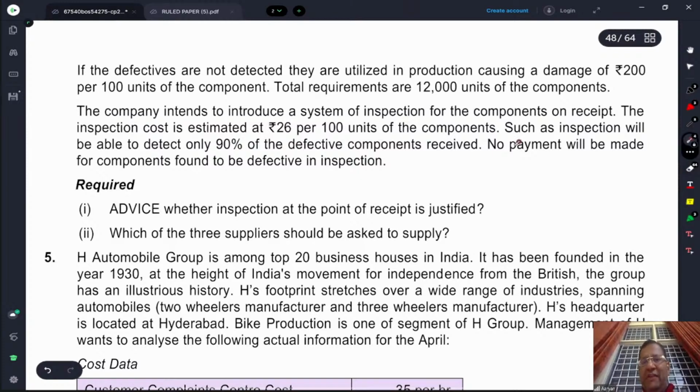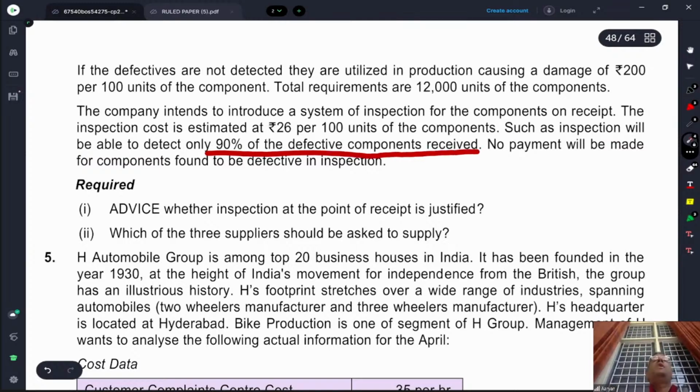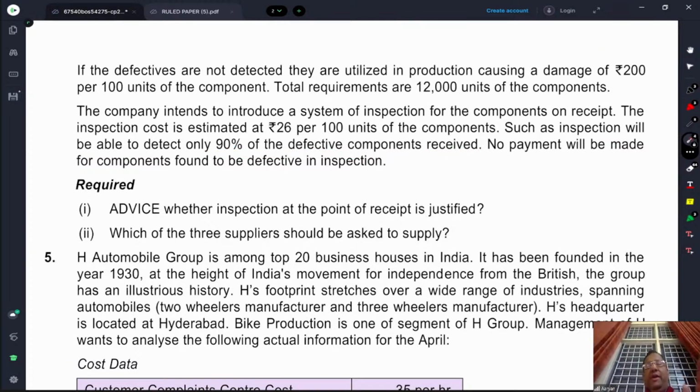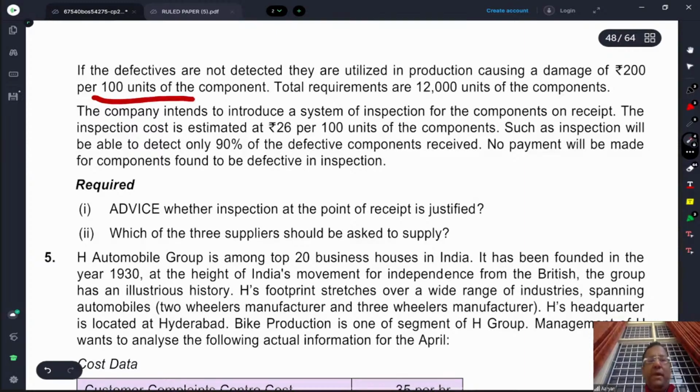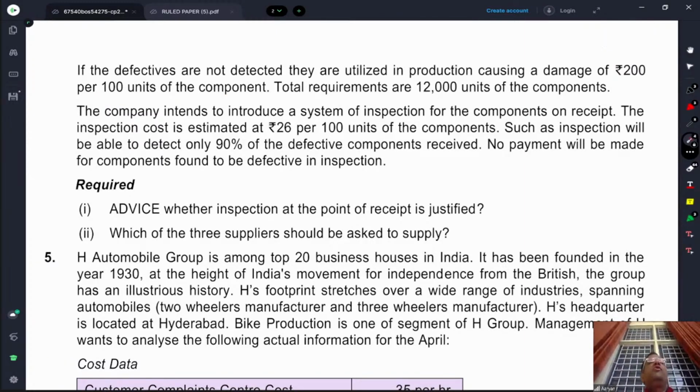Now, such an inspection will be able to detect only 90% of the defective components received. Okay, although you are doing the inspection of component, but that inspection will only identify 90% of the defective component that has been received. So the remaining 10% defectives will not be identified at the inspection of component stage. They will be identified when the product is manufactured. So therefore, this cost ₹200 per 100 units of the component will apply on those 10% units which have not been identified as defective at the time of receiving the component.